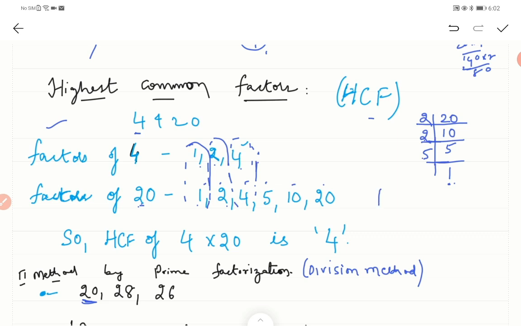What about 28? Okay, I'll take the smallest factor, that is 2: 2 1s are 2, 2 4s are 8. Now again 2 7s are 14. It will go by only 7 now. So the prime factors of 28 are 2, 2, 7.